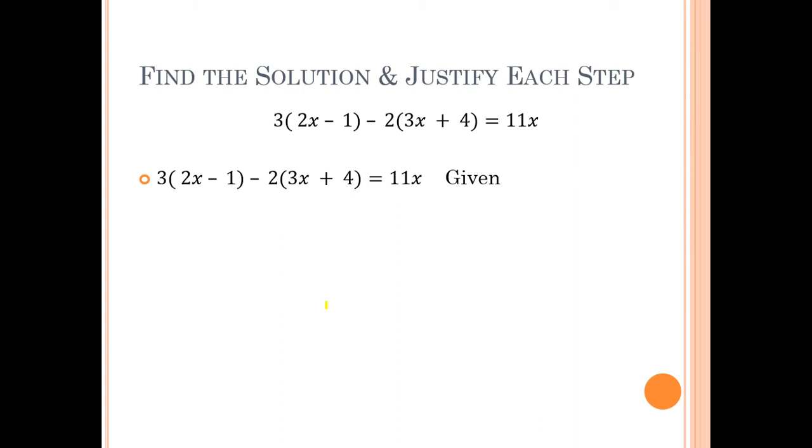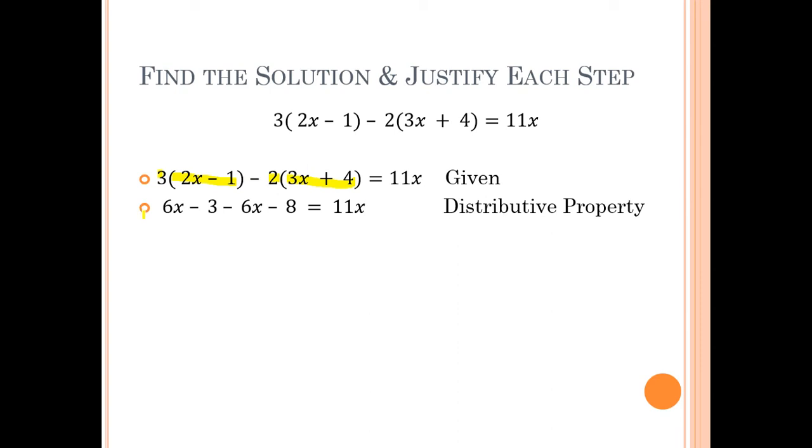All right, so the equation that you start off with is what's given. So you'll just write given next to that equation. Again, it's just asking us to solve for x. The first thing we have to do when solving for x is deal with the things that are inside the parentheses. So we have to distribute this 3 into this set of parentheses, and then we have to distribute this 2 into this set of parentheses. So we have distributive property, because the first thing we have to do is distribute.